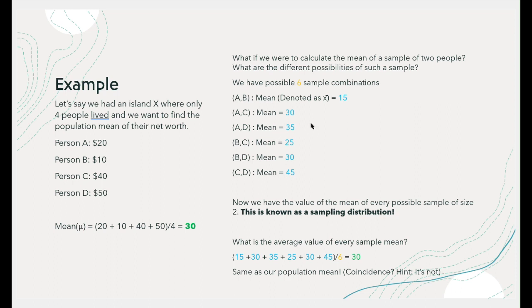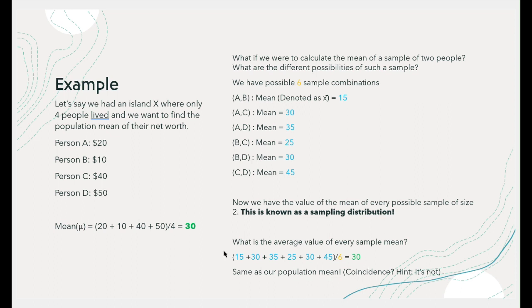So we have all these different sample means of every possible sample of size 2 of this population. What is the average value of every single sample? So we add them up, divide by 6, and we get 30, which is the same as our population mean.